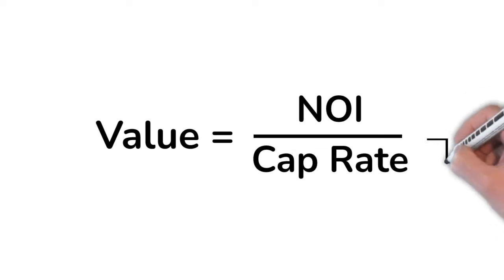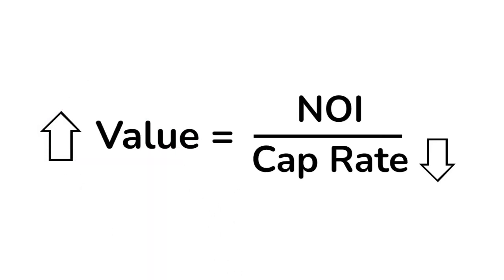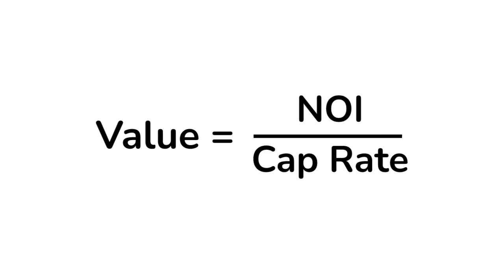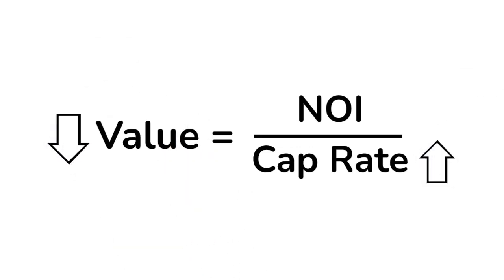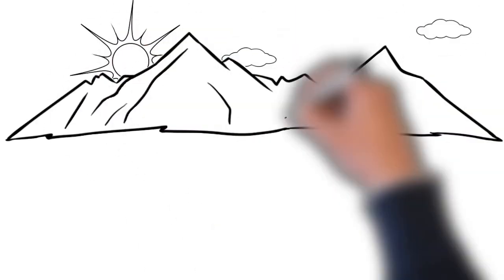Since cap rate is in the denominator of our valuation equation, we can see that as cap rates in an area decrease or compress, the property value increases. Conversely, if cap rates increase, property values decrease. This has been a summary of how to value an apartment building.